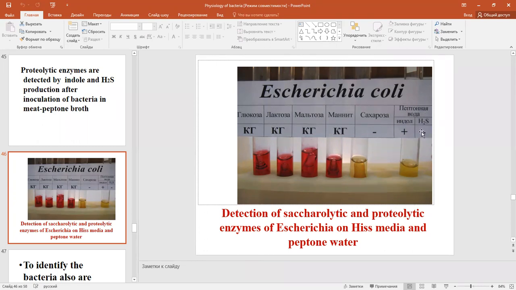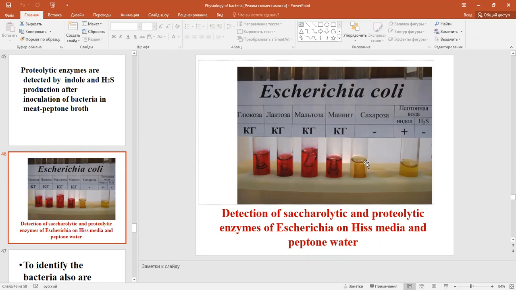So here on this photo, indole is produced, H2S is not produced. They are properties of Escherichia coli. It is not necessary to learn all these properties by heart, but for Escherichia, you have to memorize that they are able to ferment glucose and lactose, and they are sucrose negative.